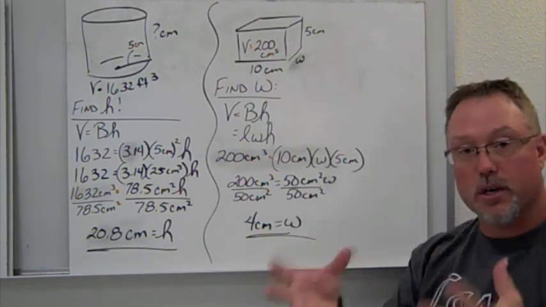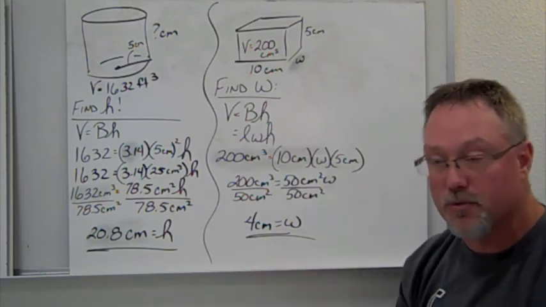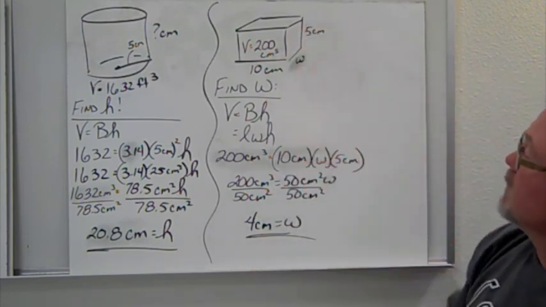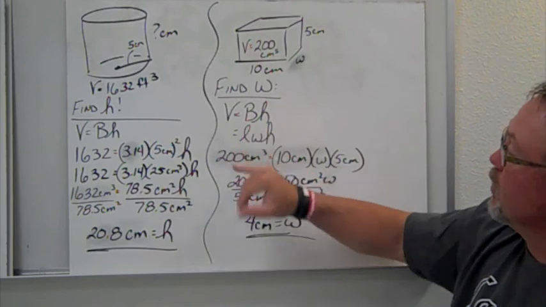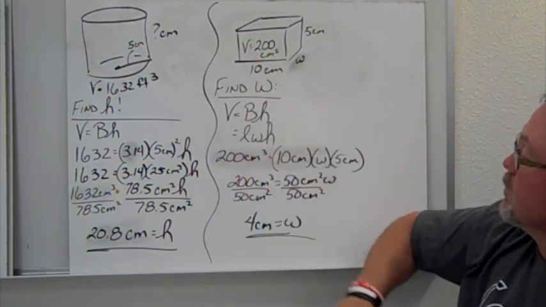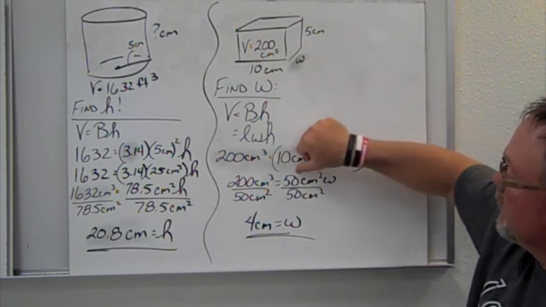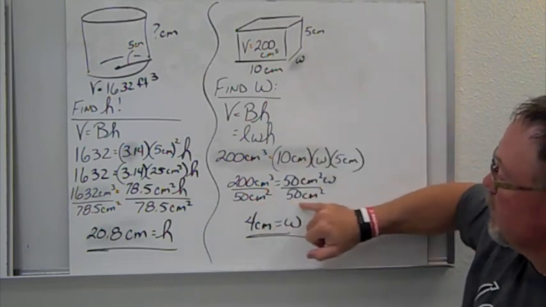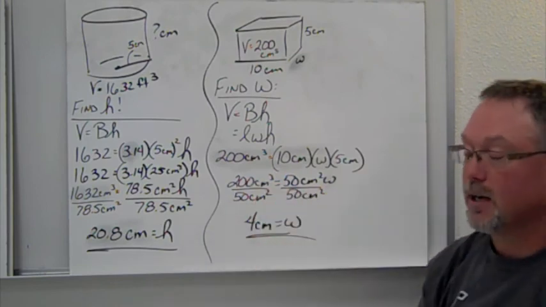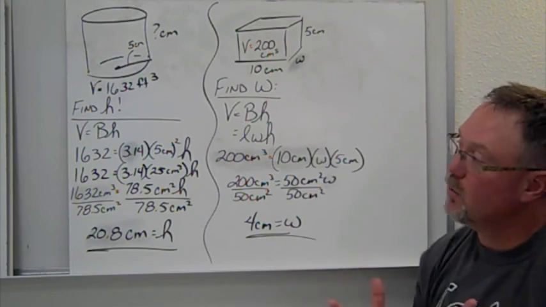So again, it's just putting your numbers in for the right letters and then solving for what you've got and simplifying it down. If we're given a rectangular prism, again, volume is length times width times height. We're given the volume of 200 centimeters cubed. We want to look for the width. So 10 times 5 gives me the 50. I'm going to divide by 50 on both sides, and it comes up with my width of 4. So again, really straightforward.